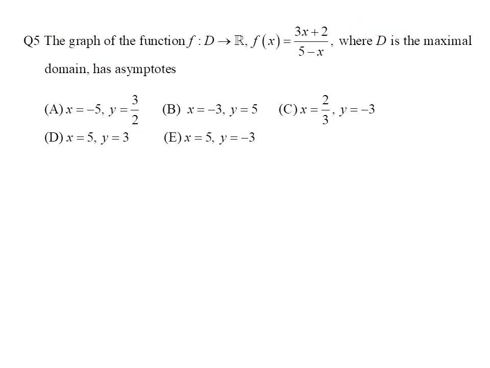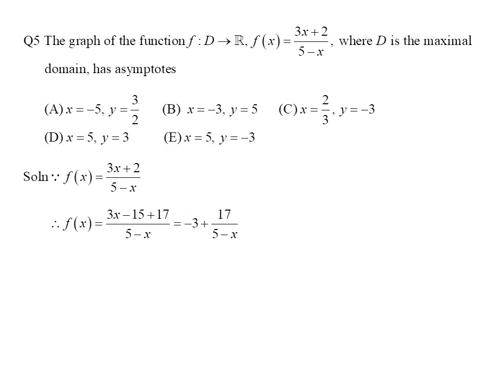Here, question 5 is to find asymptotes of a function f of x equals (3x plus 2) over the square root of (5 minus x). Based on the rule of the function, f of x is written as (3x plus 15 plus 17) over the square root of (5 minus x), which equals negative 3 plus 17 over the square root of (5 minus x). Hence, it has two asymptotes, y equals negative 3 and x equals 5. So the correct answer for question 5 is E.